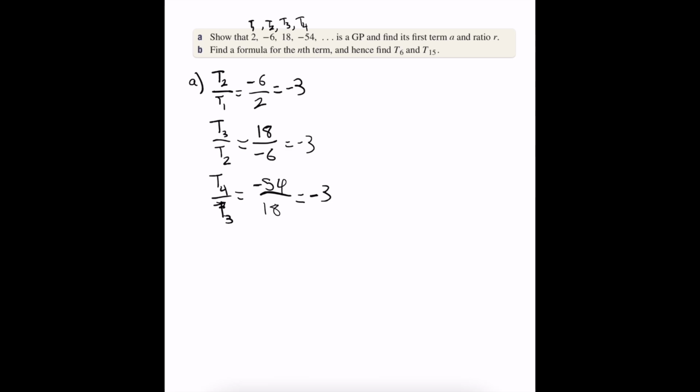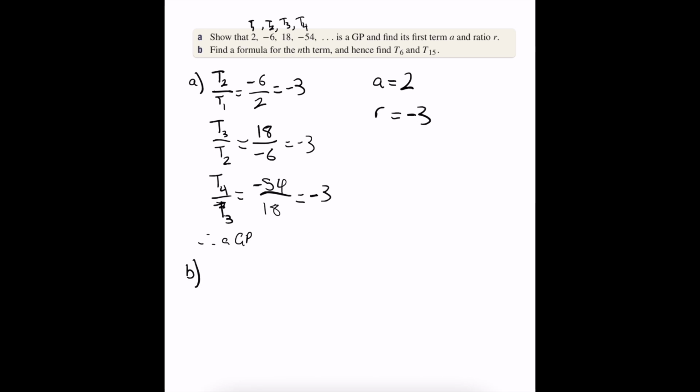So we can see here that because the ratio of these terms are all equal to minus 3, then it's a GP. And what we can conclude is A, which is our first term, is equal to 2, and R is equal to minus 3, which is that ratio we found out.